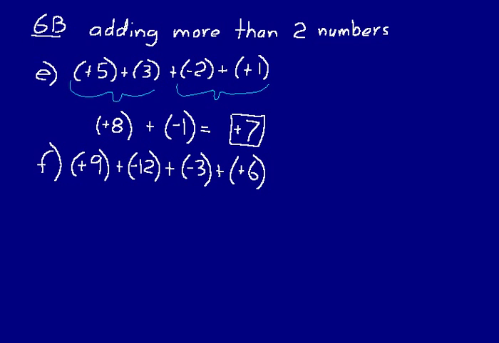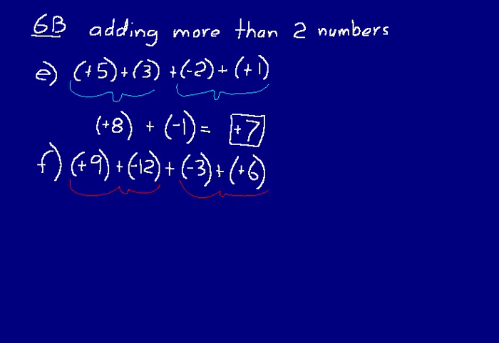Let's do another one. Positive 9 and a negative 12 plus a positive 3 and a positive 6. First, let's look and see what our pairs are. We've got a pair there, and we have another pair here. So let's go ahead and add in pairs.